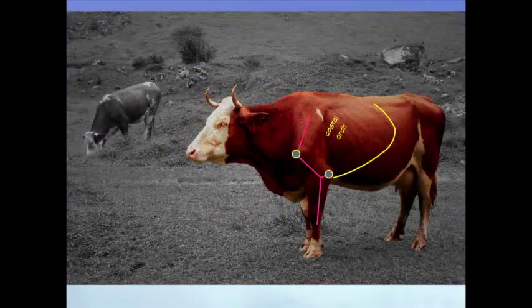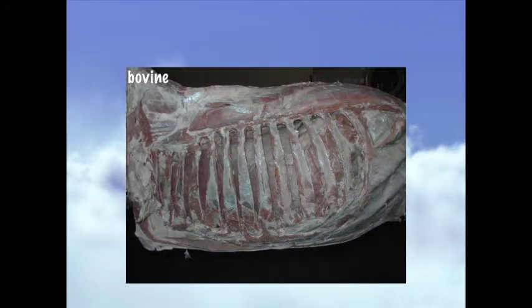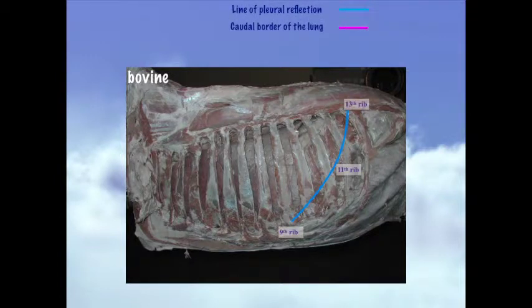So likewise with the bovine, we find the point of the shoulder about the middle of the first rib, point of the elbow at about the 5th costochondral junction. Okay, let's look at those same things. Line of pleural reflection, we're going to see starts low in the 9th rib, reflects up to the middle of the 11th, and then high in the 13th. Caudal border of the lung, we begin low in the 6th, and just a slow sloping line up to high on the 12th rib.